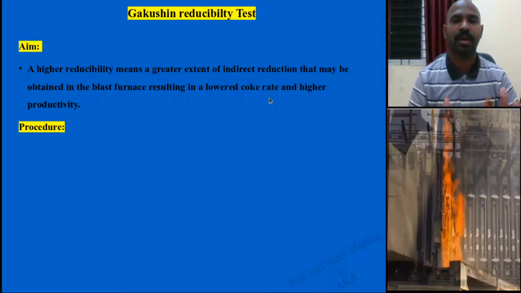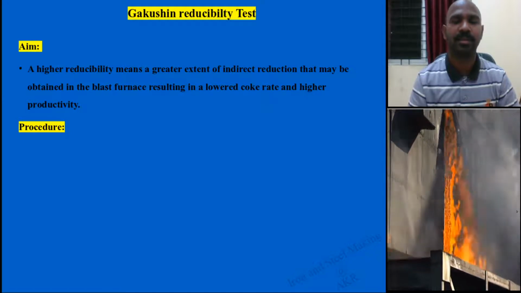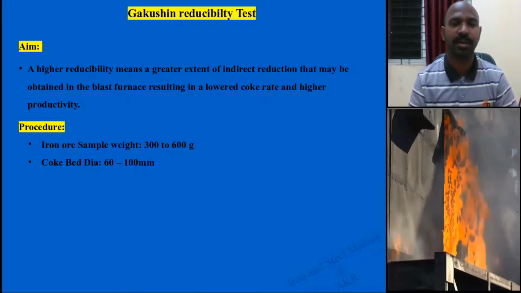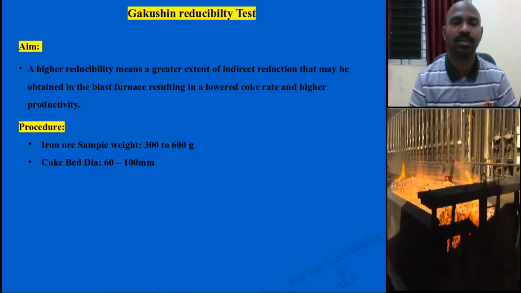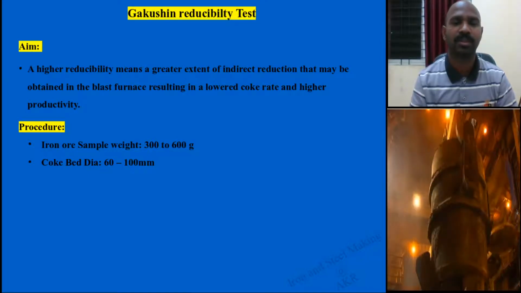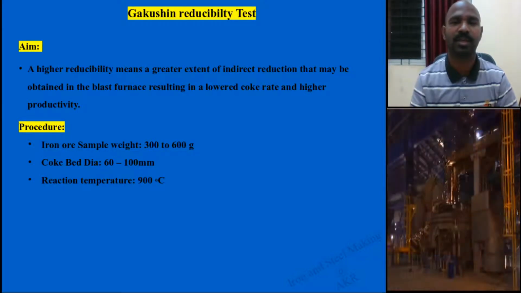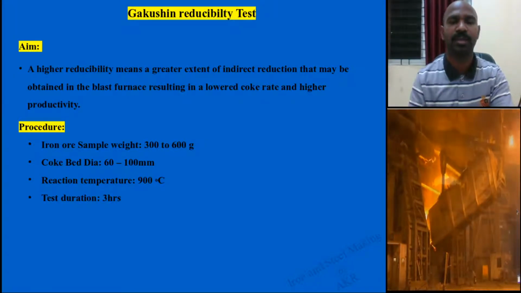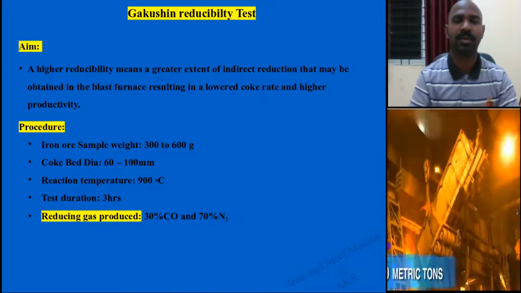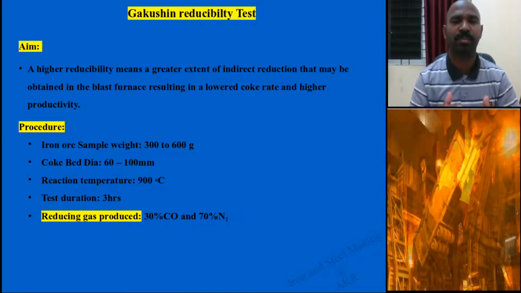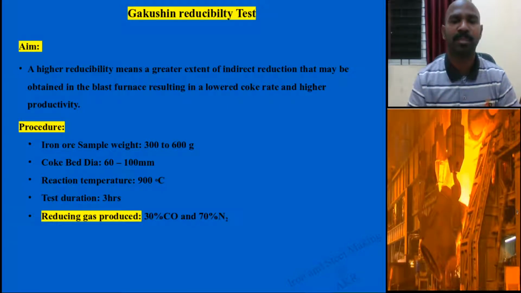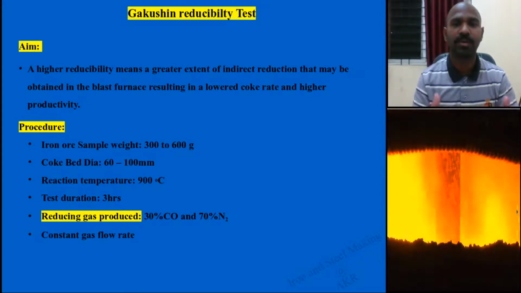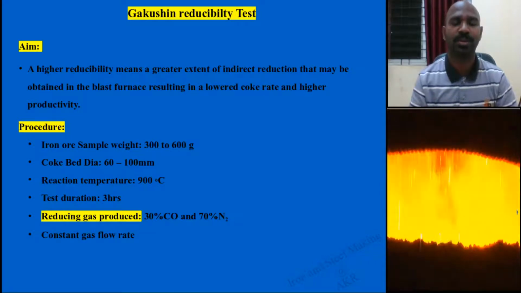That is the aim. In the standard procedure developed by Gakushin, he took an iron ore sample weight of 300 to 600 grams, and prepared a coke bed diameter of 60 to 100 mm. The reaction temperature chosen is 900 degrees Celsius, and the test is performed for 3 hours. The reducing gases are 30% CO and 70% N2, and these gases are maintained at a constant flow rate.